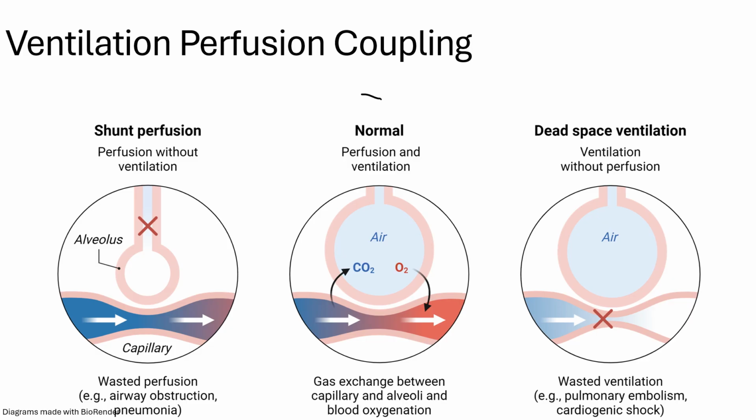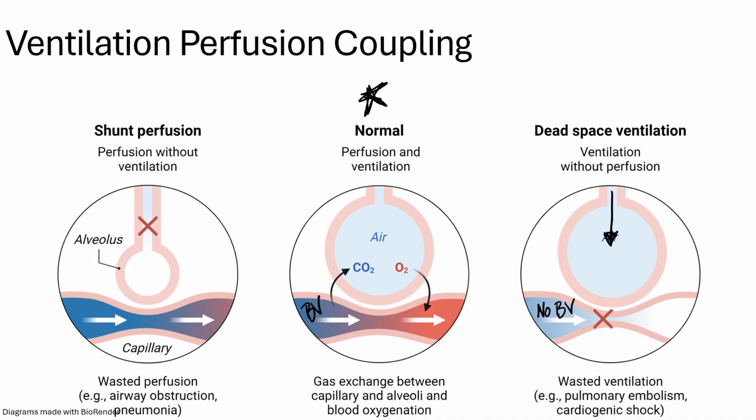This in the middle is perfect. I have an inflated alveolus that has been ventilated with air. I also have a blood vessel down here that is perfused with blood. Over here on the right, this is showing you an area where ventilation and perfusion are not coupled together. You are getting air into the alveoli, but there is no blood flow into the vessel. That's not good. You don't want to do that.